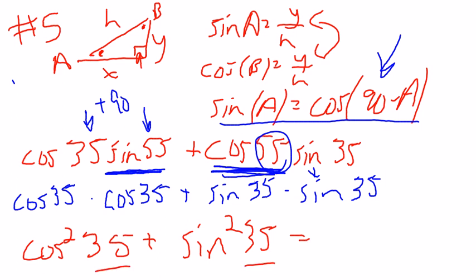Since this angle and this angle are the same thing, I can use the Pythagorean identity, which we proved in number 4, which is that sine squared plus cosine squared is 1, when we've got the same theta in there, so it's just equal to 1, and that's it.